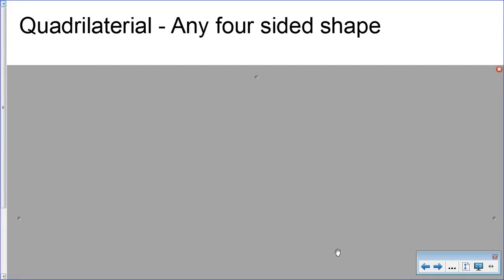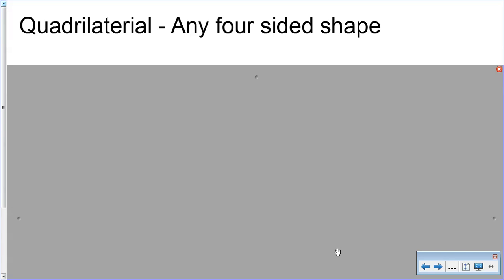Hi, boys and girls. For the last lesson in chapter 13, we're going to focus on a couple of vocabulary words and really putting all of our properties together about our four-sided shapes. We have been working in this chapter with triangles and with quadrilaterals. A quadrilateral is any four-sided shape. So if we think about a square, for example, that's a four-sided shape.